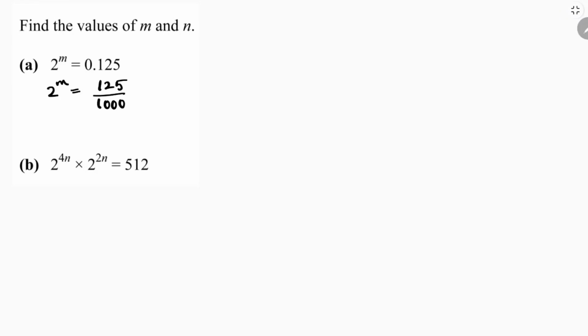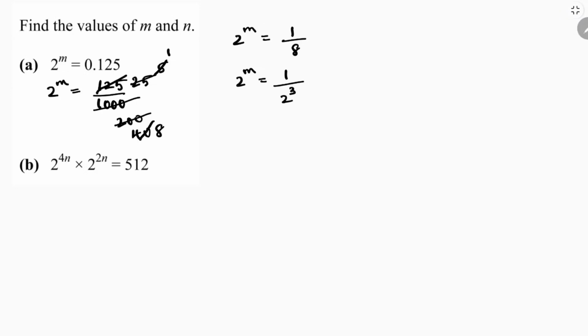Then if it's possible, you can cancel here. So 125 once and 125 times 8, or otherwise you can cancel with the 5 table: 5 times 25, 5 times 200, 5 times 5, 5 times 40, 5 times 1, 5 times 8. So we got 2 power m equals 1 by 8. So 2 power m equals 1 by 2 power 3, since 8 you can write as 2 power 3. 2 power m equals 2 power minus 3.